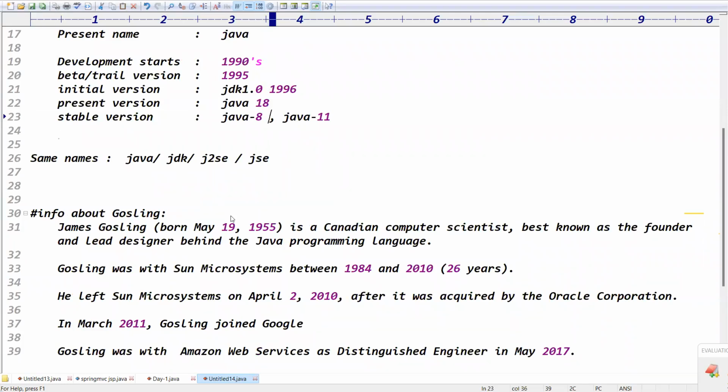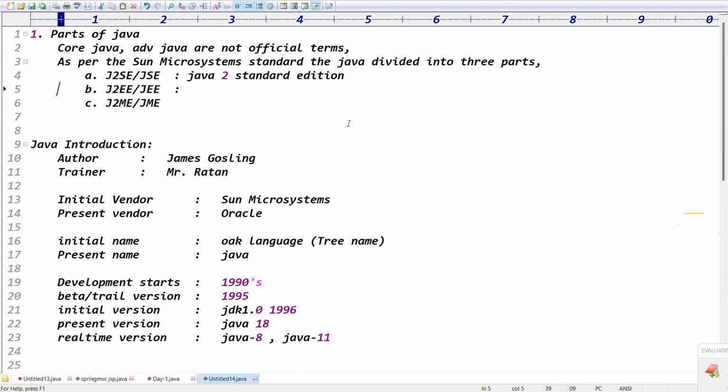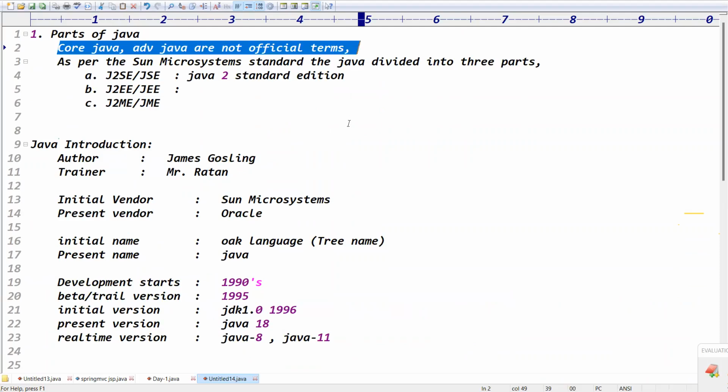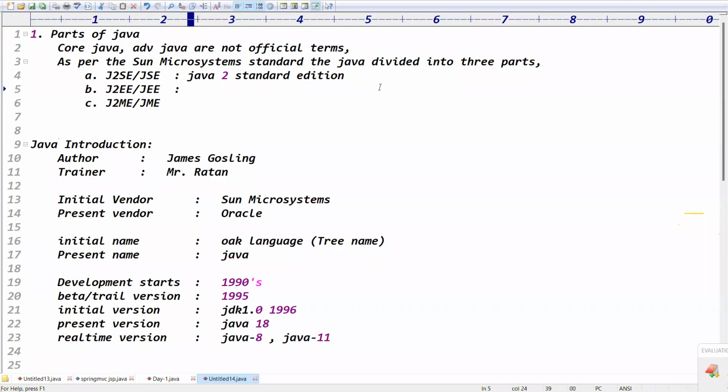But still, in real time, the stable versions, the versions we use to build applications, are still Java 8 and Java 11, right? Exactly. And how many parts of Java? I told you Core Java and Advanced Java are not official terms. In resume also, don't place Core Java. Basically, Core Java is a part of J2SE.